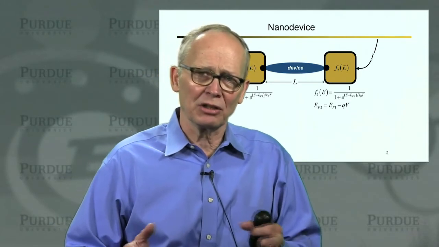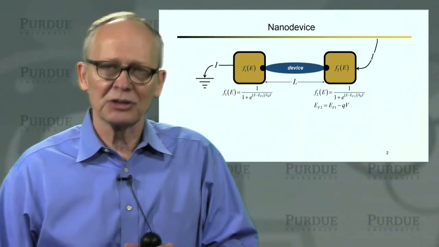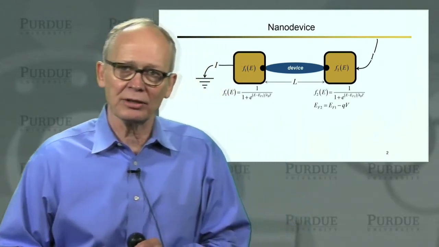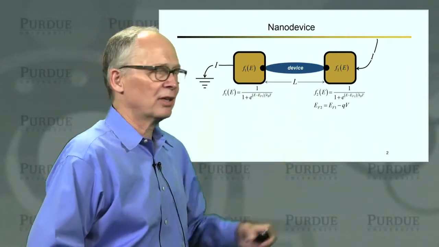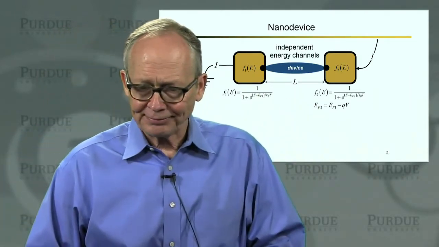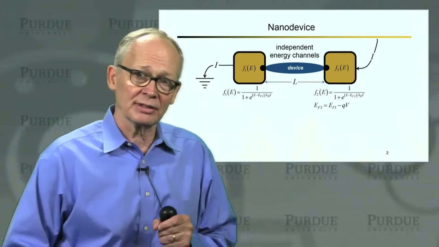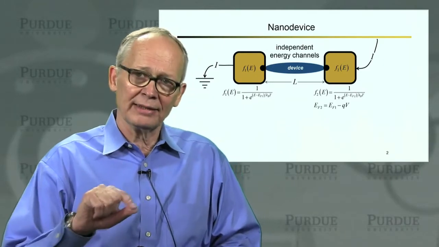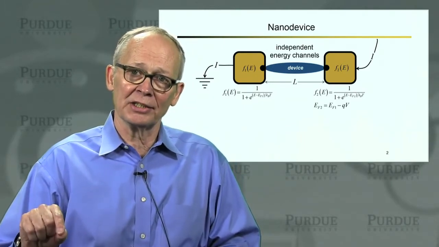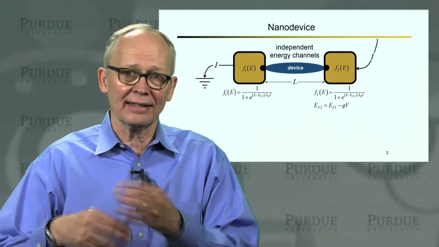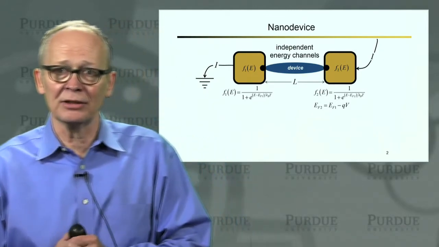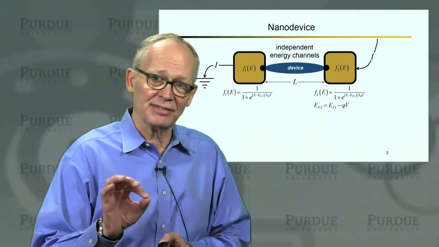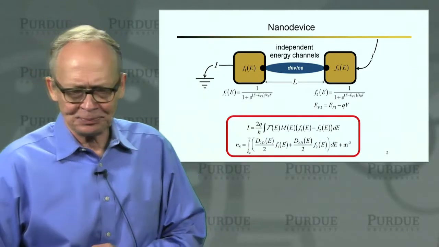Current will flow, and you know when current flows, you're out of equilibrium, but we're assuming that these contacts are so large that the perturbation away from equilibrium is small enough to be neglected, and we can describe our contacts with Fermi functions. We're also making the very important assumption that we have independent energy channels. Electrons flow from contact 1 to contact 2 without changing their energy. Once they get into the contact, the inelastic scattering mixes everything up, changes energies, and restores the thermodynamic equilibrium in the Fermi function. But the device itself has no inelastic scattering.